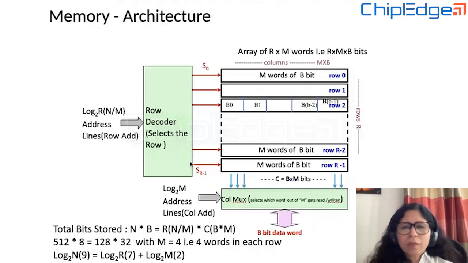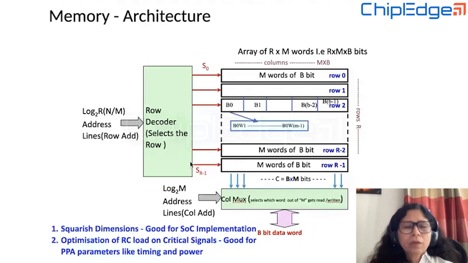So we will take questions later. I hope this part is clear so far. As I said, the advantage is squarish dimensions, good for SoC implementation, and there is an optimization of RC load on critical signals. We will talk about it further, what I mean when I talk about RC load.